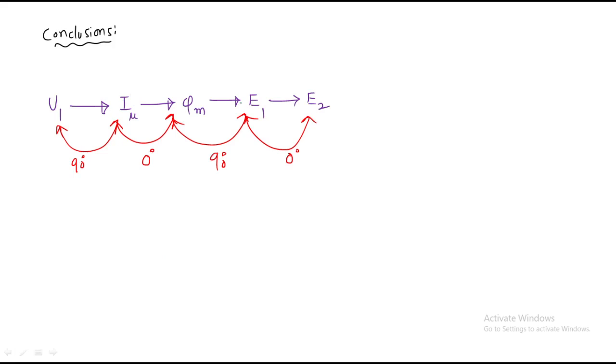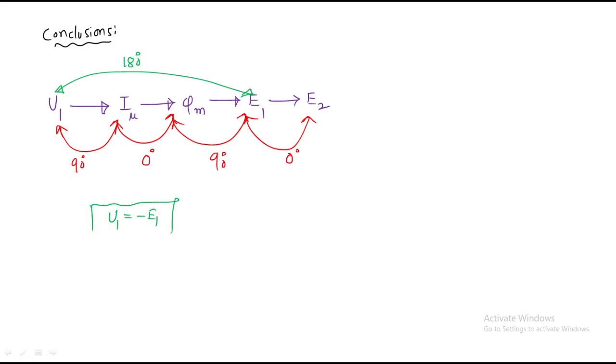Like that, between I mu and phi m is 0 degrees. Between these two (180°), right? That is V1, which is equals to minus E1.